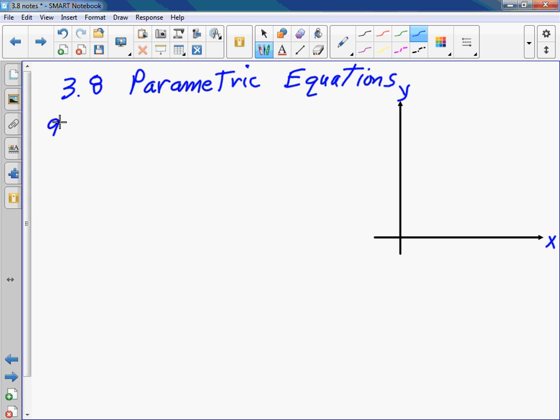I'm going to work a couple of the problems that are similar to the ones that you have in your assignments. So let's look at number 9 in 3.8.